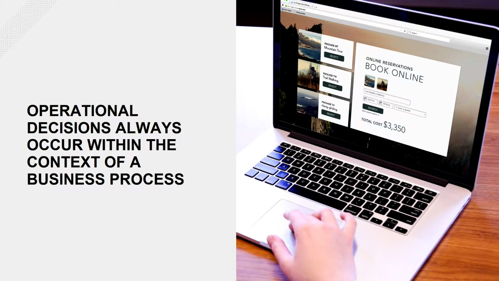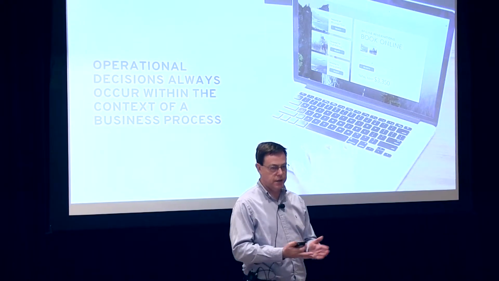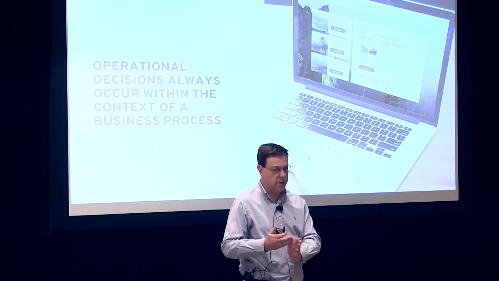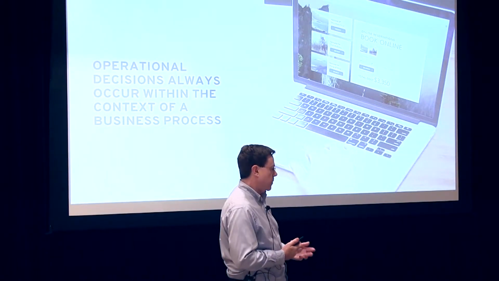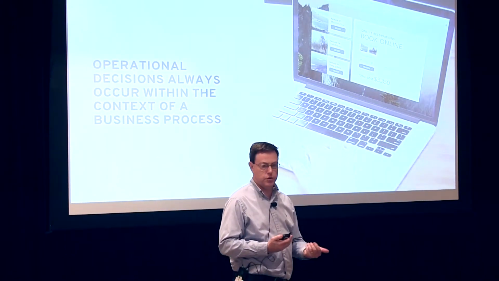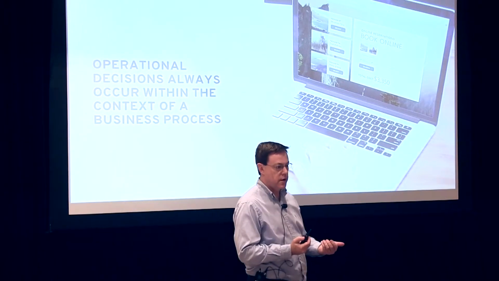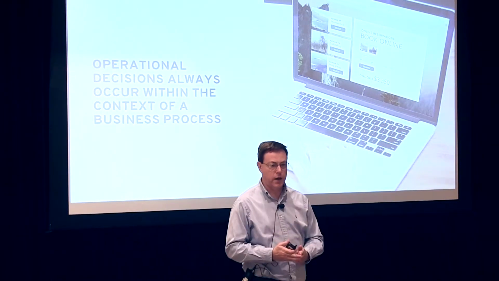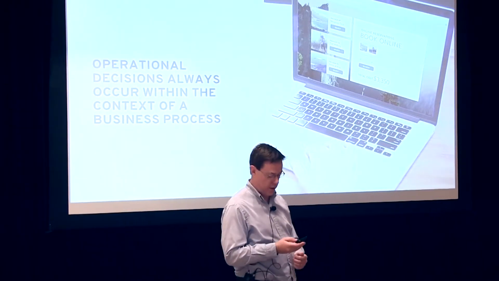Now there's one other observation that's worth making. It's that those operational decisions always occur within the context of a business process. So a business process meaning the series of steps that you're going through in an organization to drive work to completion. So if you're pricing a vacation as part of a booking, you're actually conducting a booking process. You're just one step in that process. If you're trying to determine whether an insurance claim is fraudulent or not, that's because you're processing that claim. You're going through that series of steps for that claim.